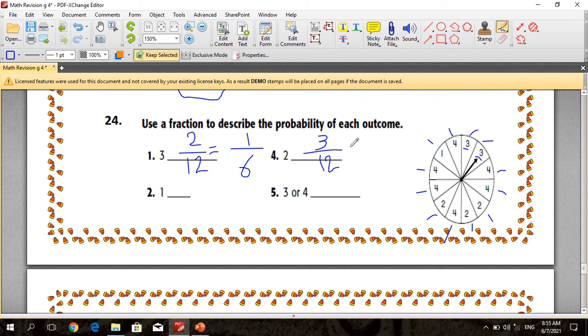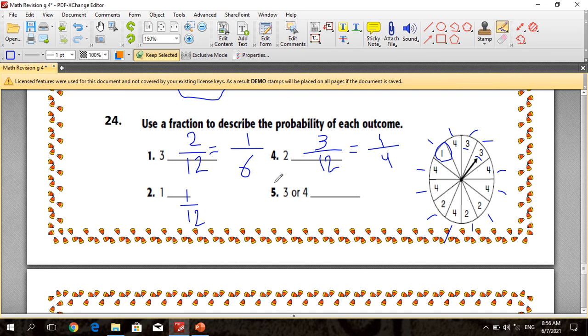If you want to find it in simplest form, we can, because 3 and 12, we can divide by 3. 3 divided by 3 equals 1. 12 divided by 3 equals 4. Now he asks, what is the probability of getting number 1? How many 1s do we have here? We have only 1. So that would be 1 over 12.